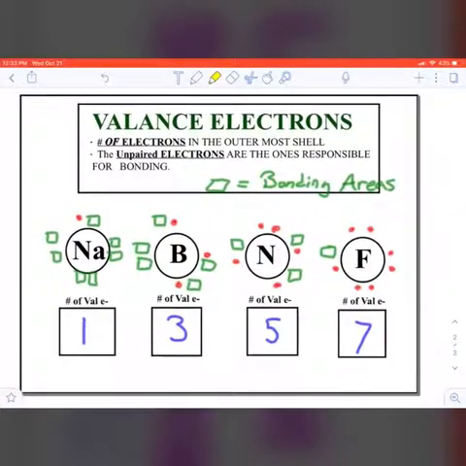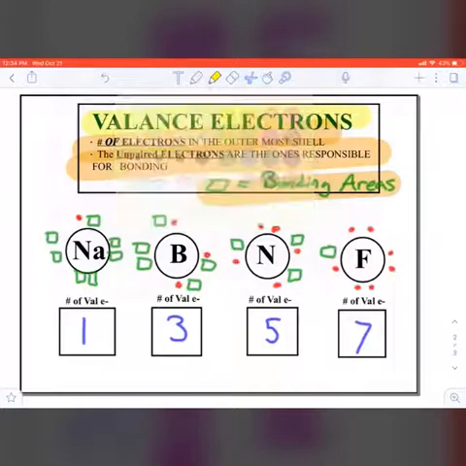So, that word valence electron is literally the number of electrons in the outermost shell. Now, what's important is this part right here that says the unpaired electrons are responsible for bonding. So think of the seats at the table like the bonding areas. Okay? If you went up to sodium, which is in family 1, you'll notice that sodium only has 1 outer shell electron. Boron's in family 3. It has 3 outer shell electrons.